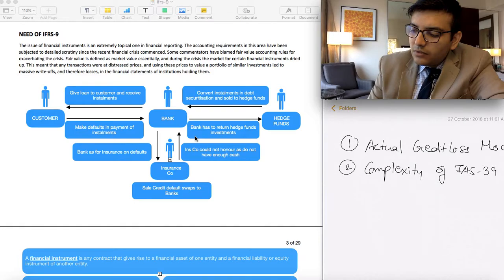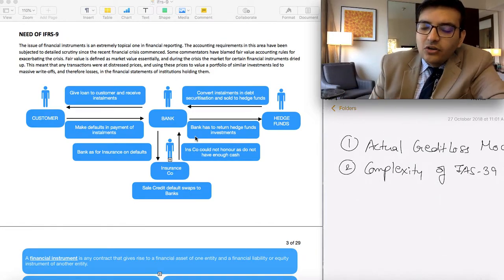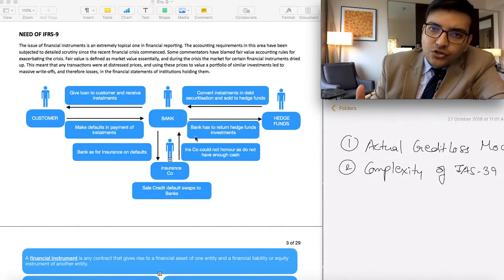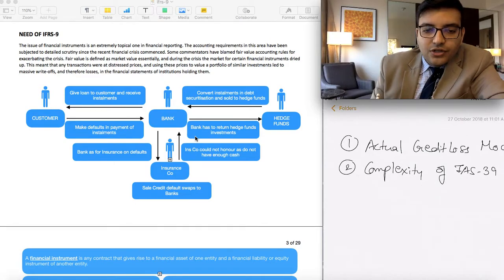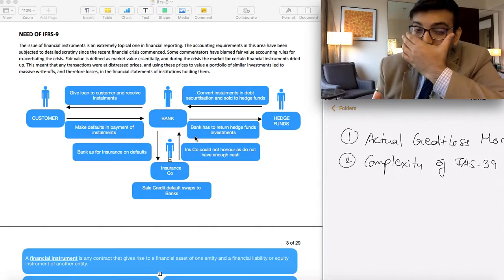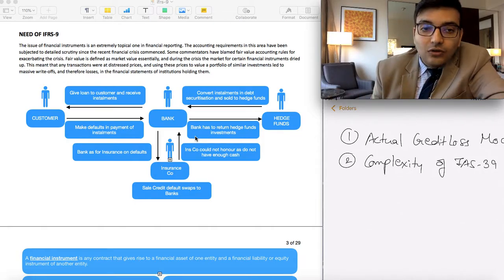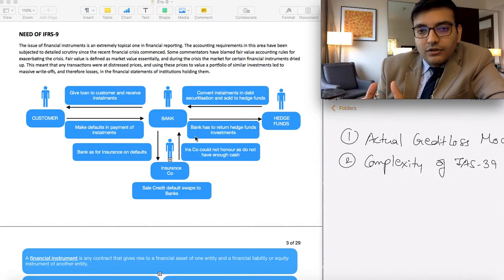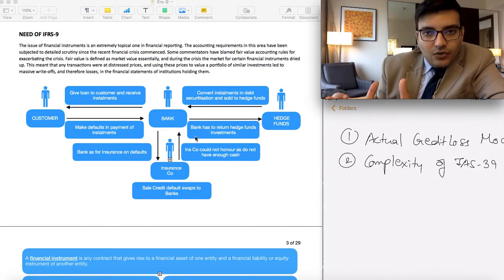Now I'll just give you a brief of these two things. Number one is the actual credit loss model. Now it has changed to expected credit loss model in IFRS 9. Why was it changed? Let us throw some light on it. So what happened when the recession occurred in 2008 because of the subprime mortgage crisis? You might have read about it.